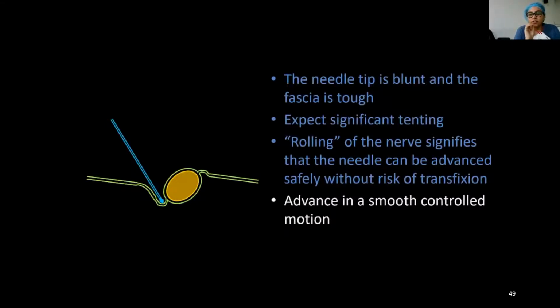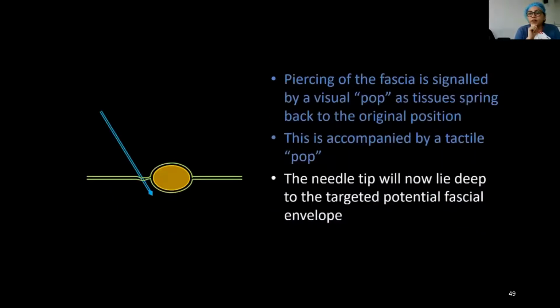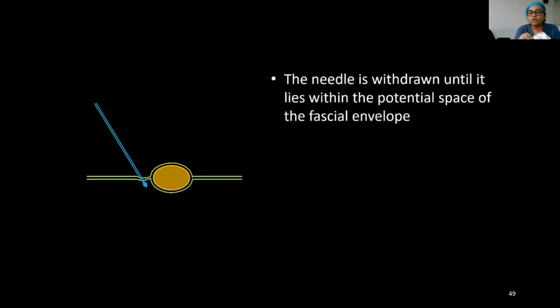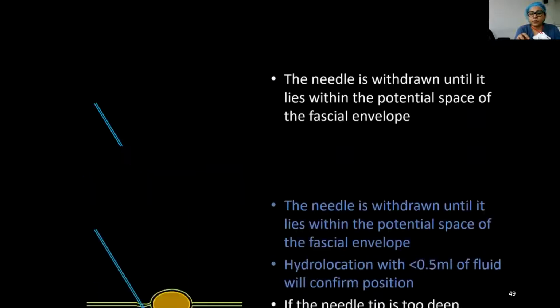So we can always advance in a smooth, controlled movement. When we pierce the fascia, we'll get a visual pop, as the tissues which went down come back to the original position. This will be accompanied by a tactile pop, which we will feel while needling. The needle tip then generally lies below the targeted potential fascial envelope. So we will have to withdraw the needle till it comes back to the potential space of the fascial envelope.